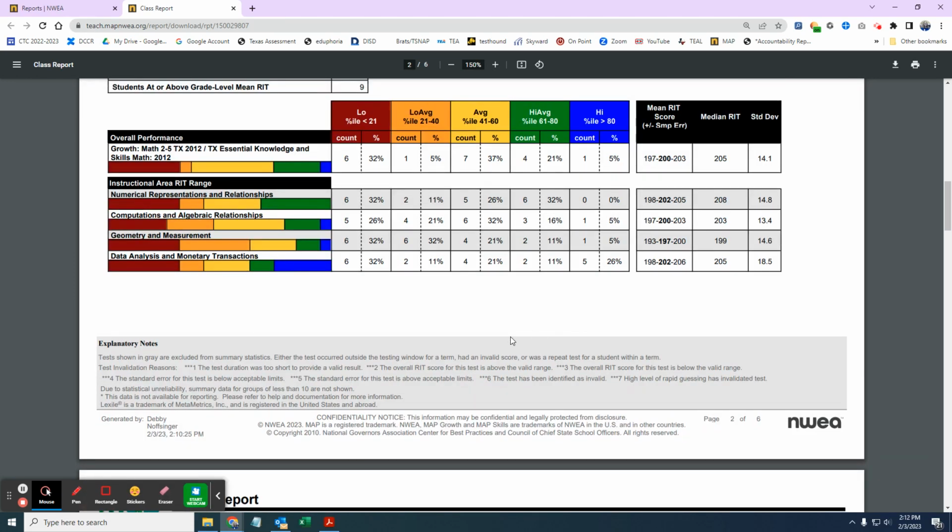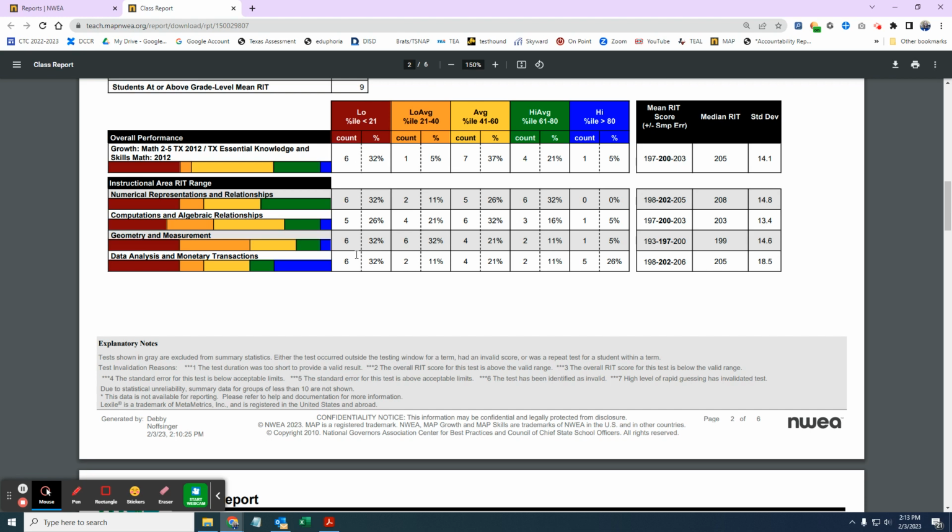All right, the next thing that we're going to look at is the students by instructional area. So this breaks it down by numerical representations and relationships, computations and algebraic relationships, geometry and measurement, data analysis, and money transactions. Now this shows that we have students low in geometry and measurement. One of the most common reactions is, well, we have not taught geometry and measurement, so of course they won't know our grade level standards.